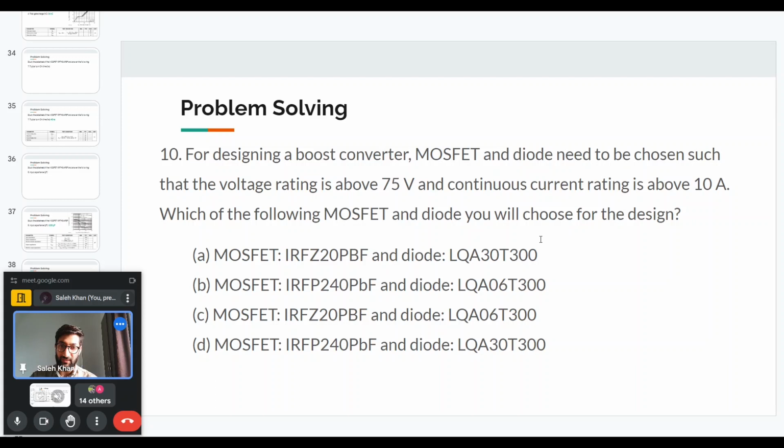So these are all the problems that we had. If you have any questions regarding the problems or the theory that we discussed about diodes and MOSFETs, you can ask in the chat or you can unmute yourself and ask on the microphone.